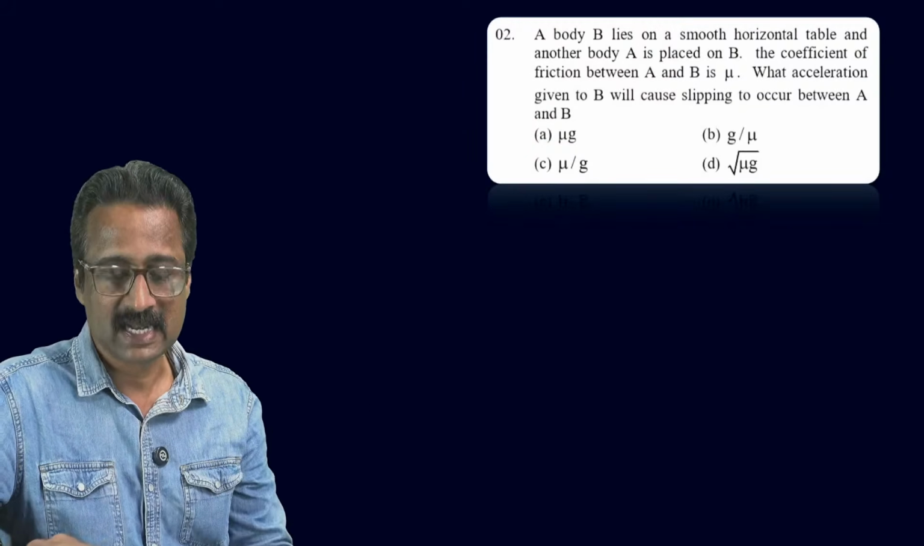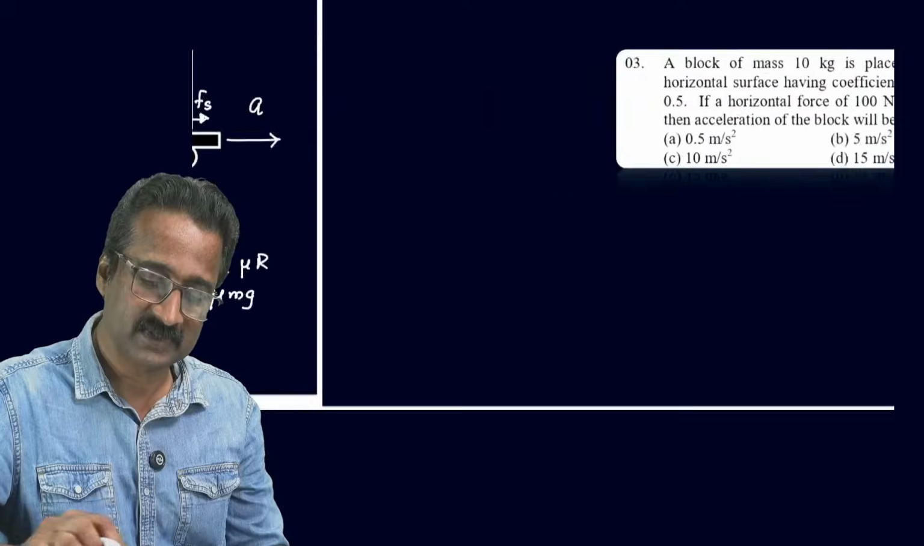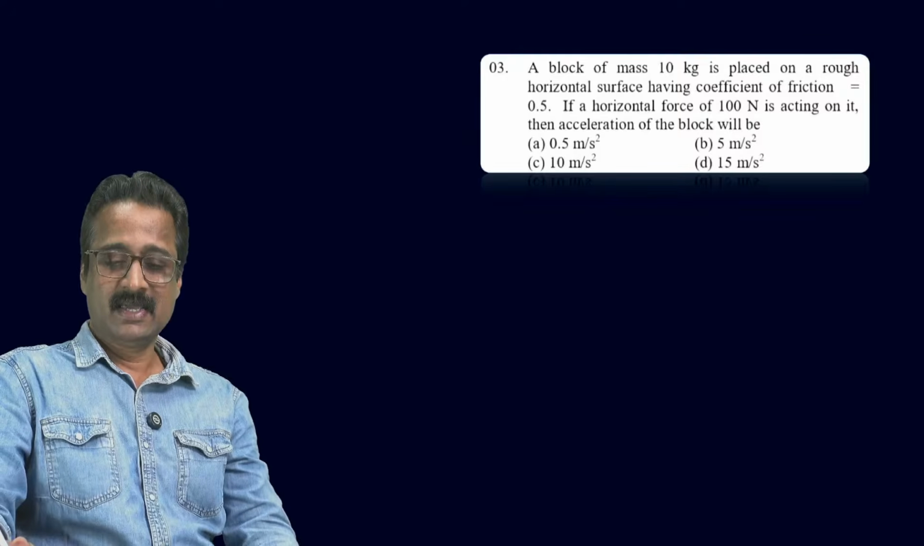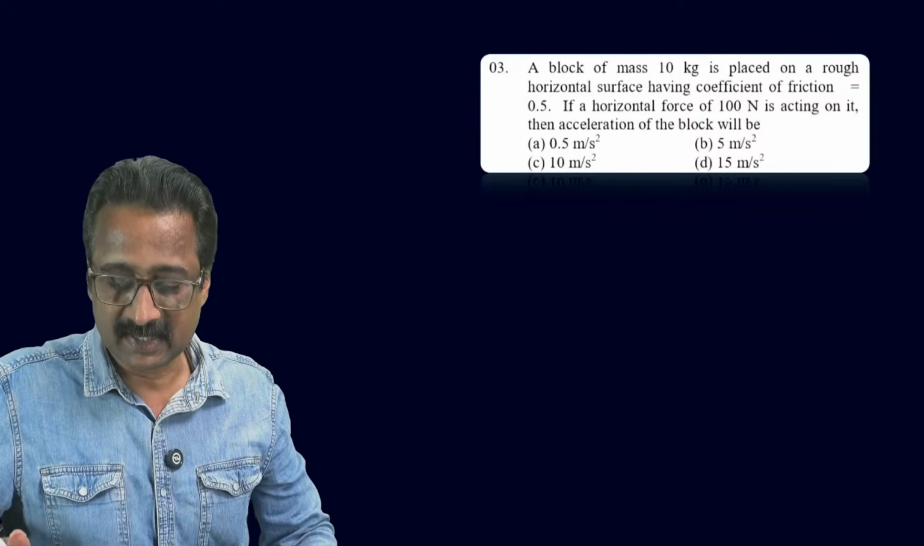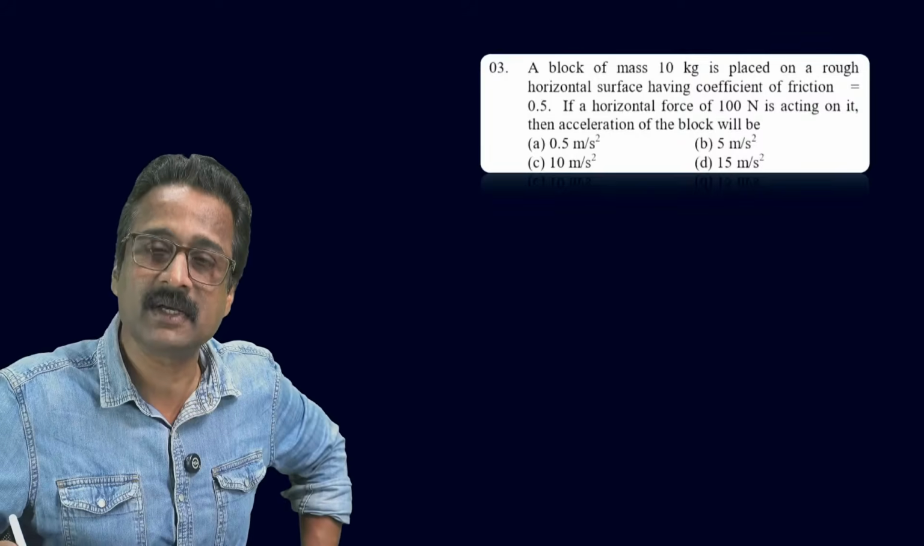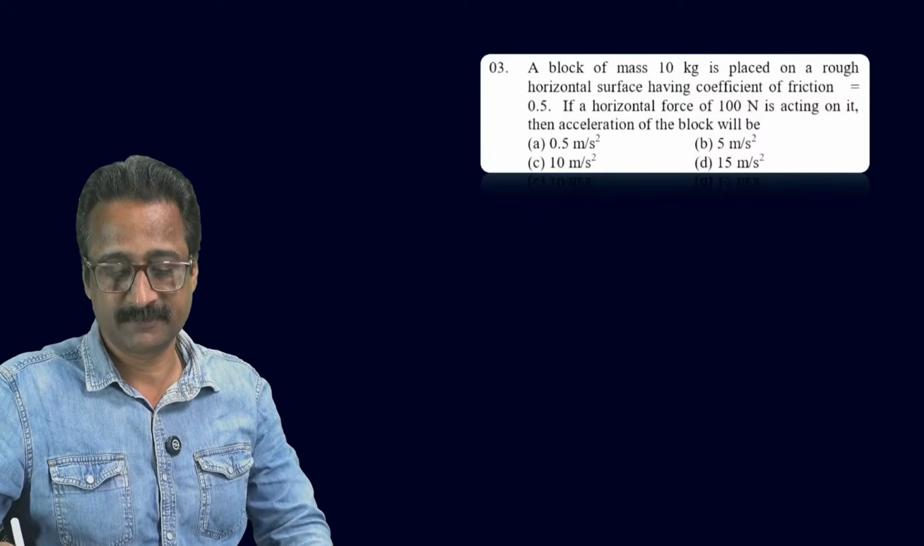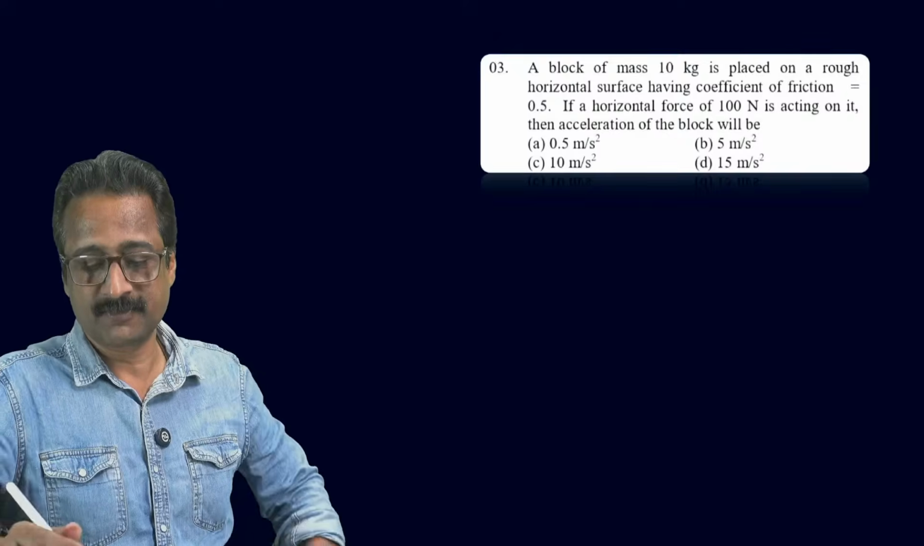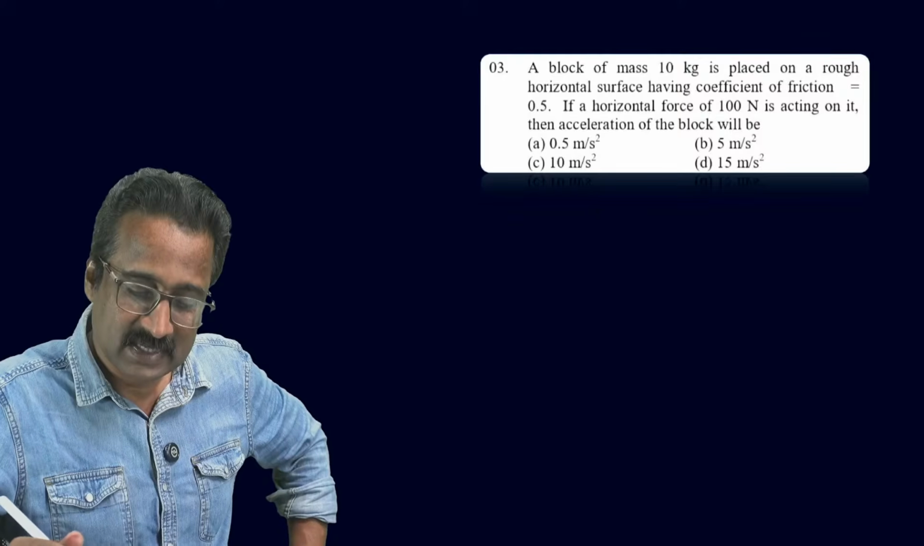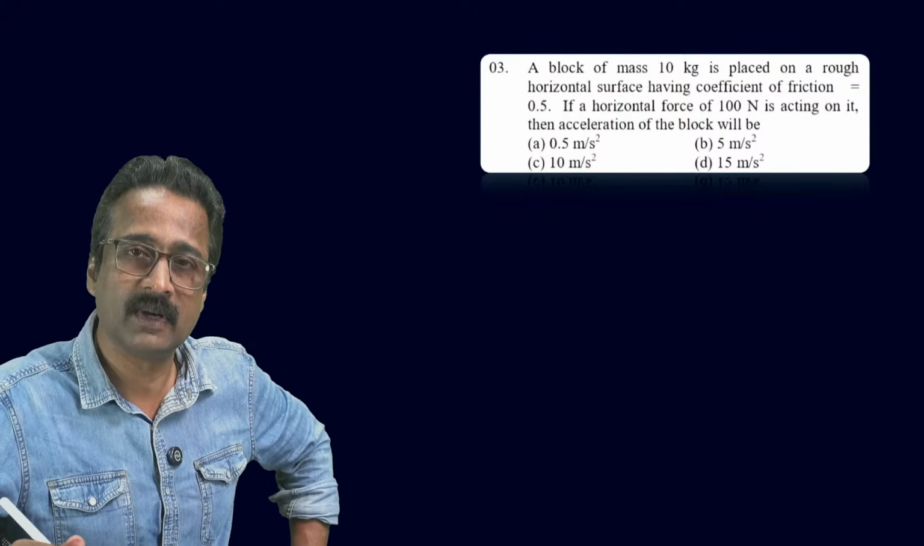Okay, friends. Let me go to the third question. That is also from the same lesson. A block of mass 10 kg is placed on a rough horizontal surface having a coefficient of friction 0.5. If a horizontal force of 100 Newton is acting on it, then the acceleration of the block will be.